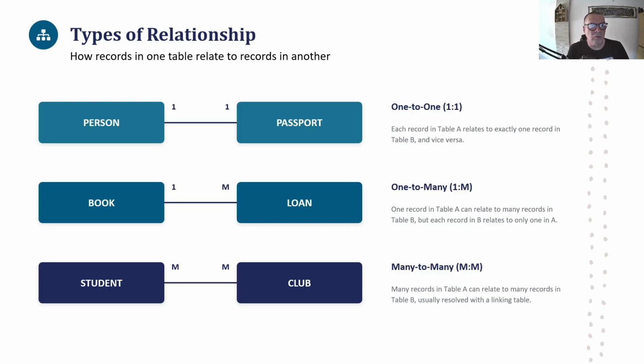We could have one-to-one relationships. For example, a person only ever has one passport or one valid passport at a time. A book could be loaned many times. So the same book could be loaned out many times. And a student could belong to many clubs, but a club could have many students in it. So that's a many to many. So these are the three kinds of relationships we need to consider.